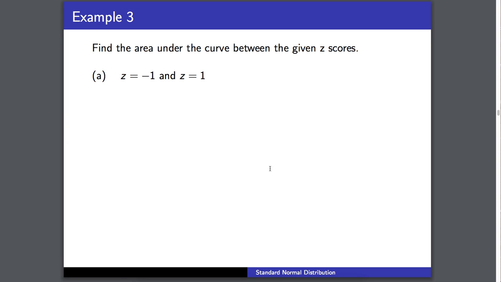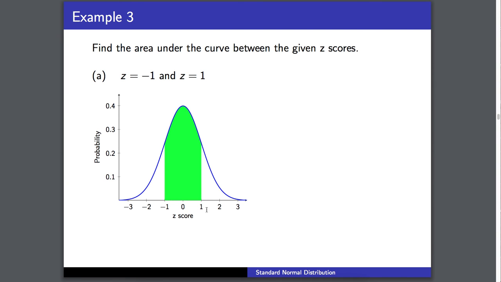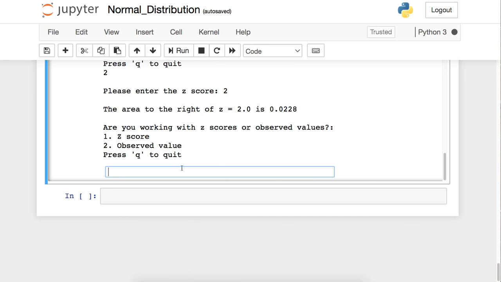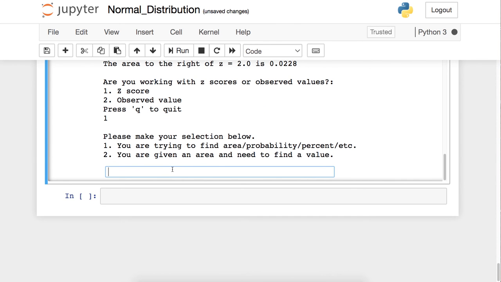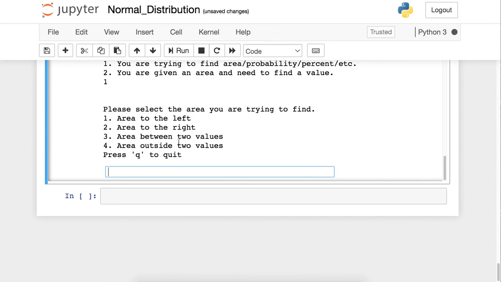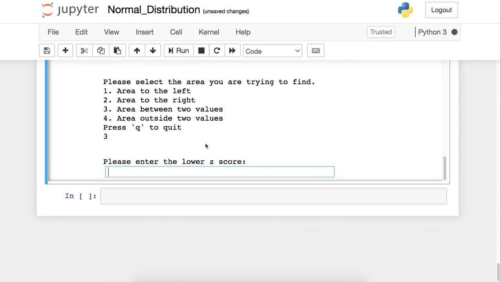So find the area of the curve between the given z-scores, -1 and +1. So what's this area between here? What percent of our data is within 1 standard deviation of the mean either way? For this one, we are working with z-scores, and we are trying to find the area. This time we're doing the area between two values, so we're going to select option 3.